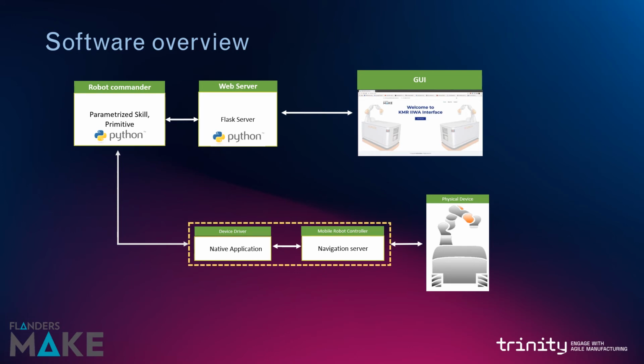Next, you have another important module, which is the device driver, which is responsible for controlling the navigation server of the mobile manipulator. The device driver is implemented in a Java-based application running on the mobile robot controller. The KUKA navigation solution provides a Java API to control the mobile robot using its mobile robotics API interface. The device driver is receiving commands over UDP port via Wi-Fi from the robot commander and providing feedback of the robot status.